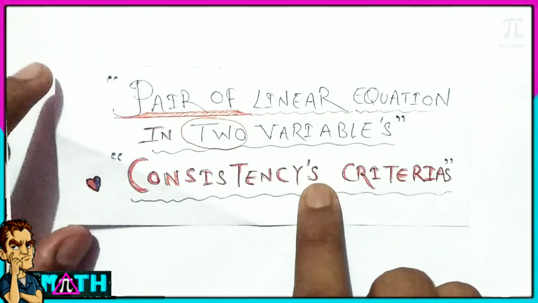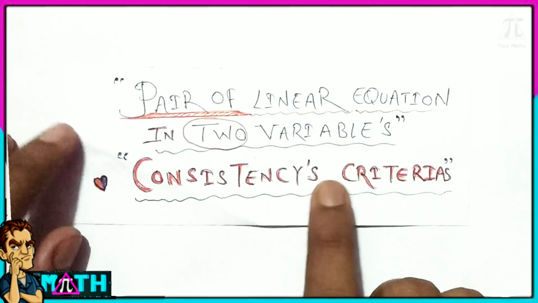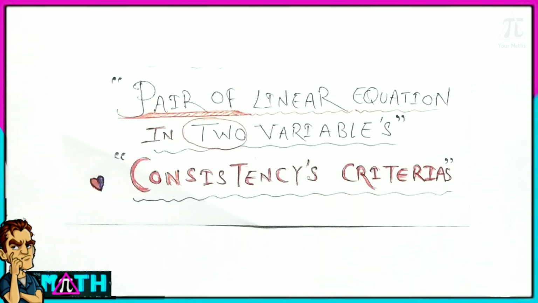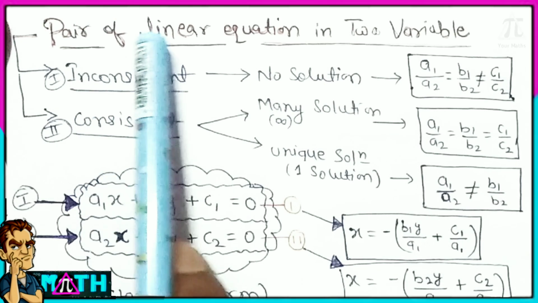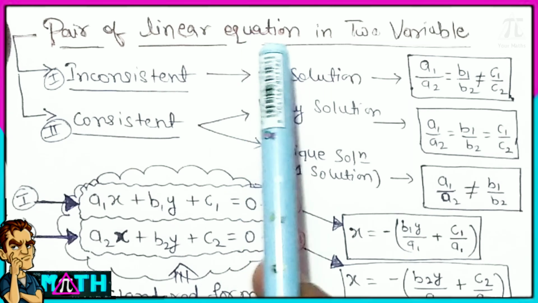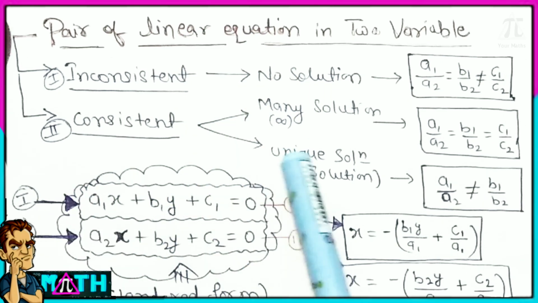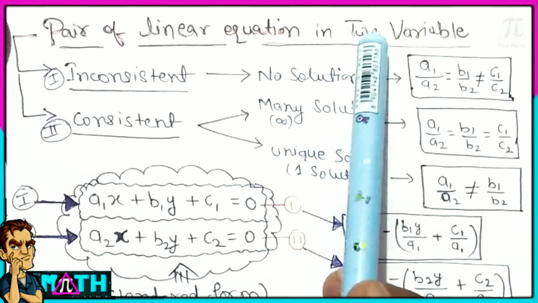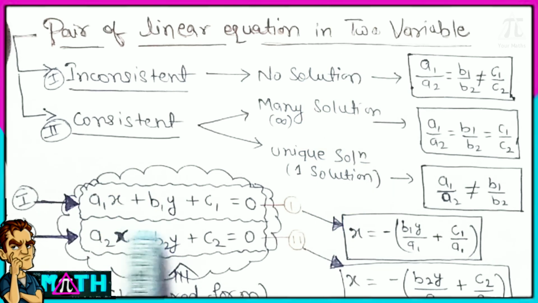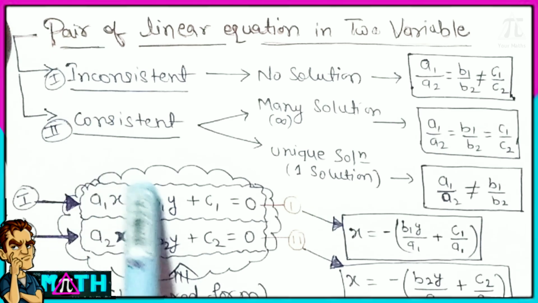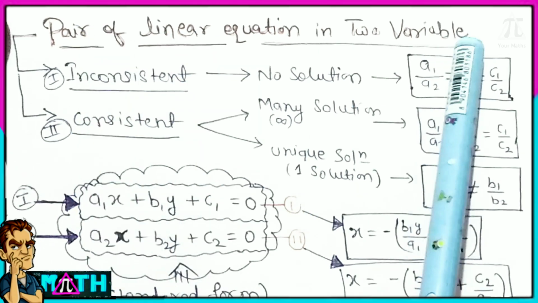Today we are going to discuss pair of linear equations in two variables, consistency criteria. So let's go. In a pair of linear equations in two variables, linear means the highest degree is 1, and equation means comparison between two expressions. In class 10th we basically read about comparison between two polynomials, and it's also a standard form of comparison. And here it is a pair because we need two equations to solve for the values of two variables.